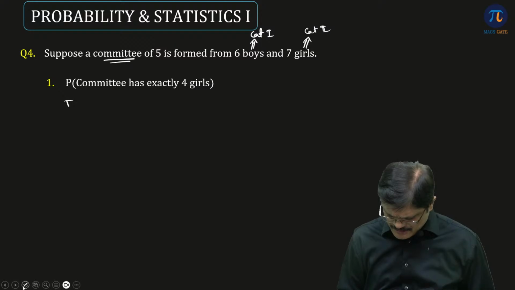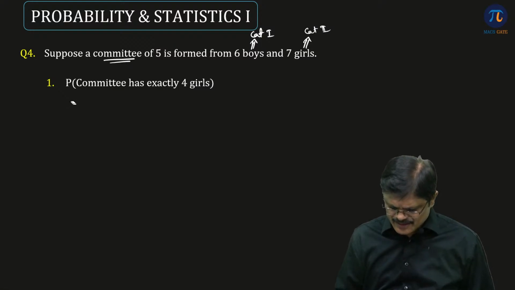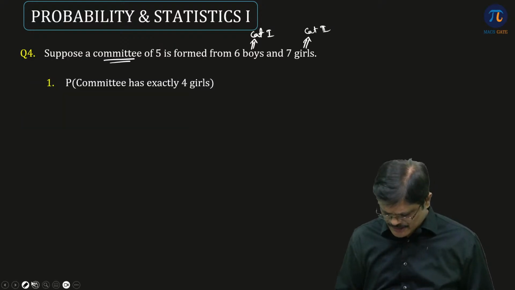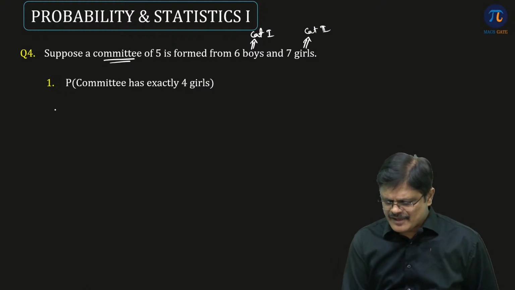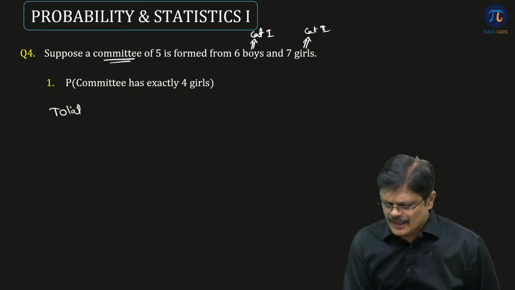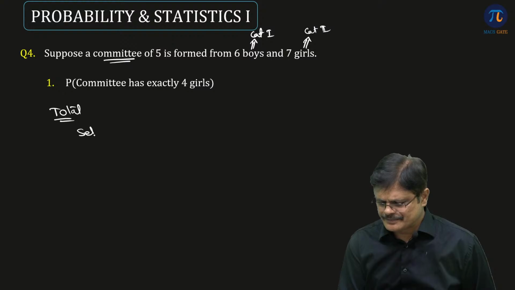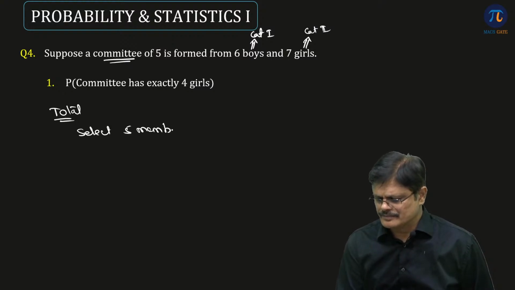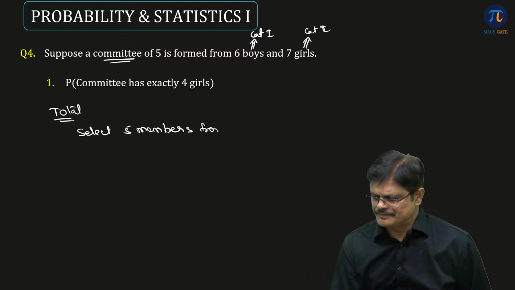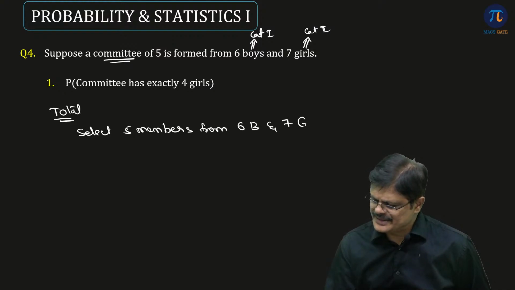I think I'm having a diagram here. Let me check that. Okay, not here, in the next page, no problem. First of all, let us see the total. How can you select 5 members? Selection or forming, does not matter, from 6 boys and 7 girls.